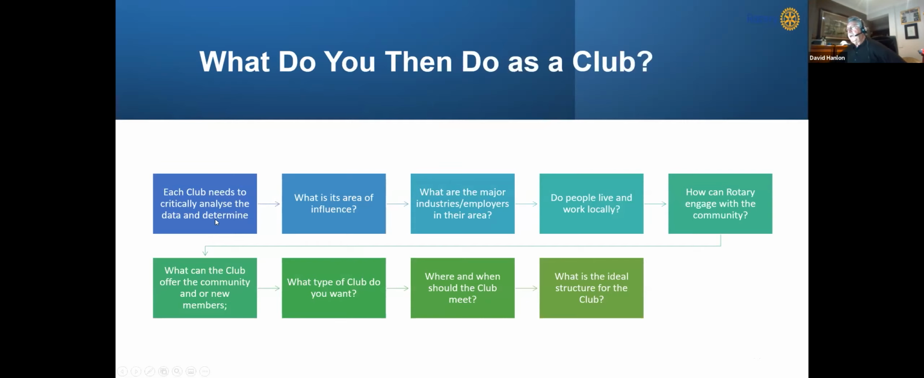So then what do you need to do as a club when you get this? Well, you need to critically analyse and determine what your area of influence is. So, where are you likely to pick up potential members?